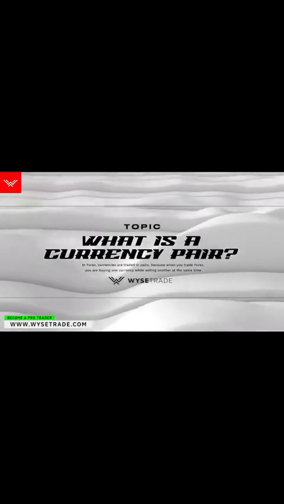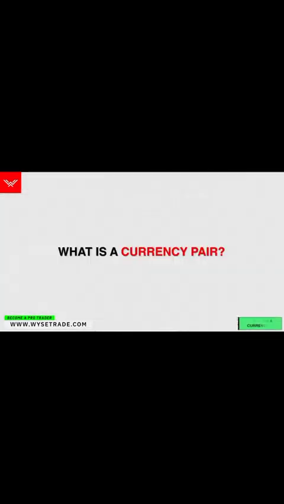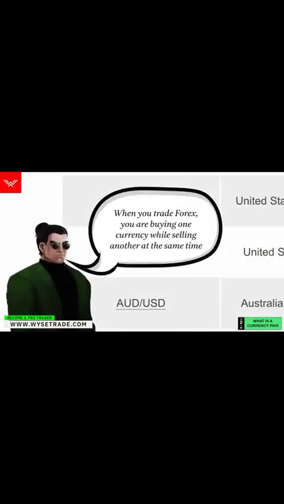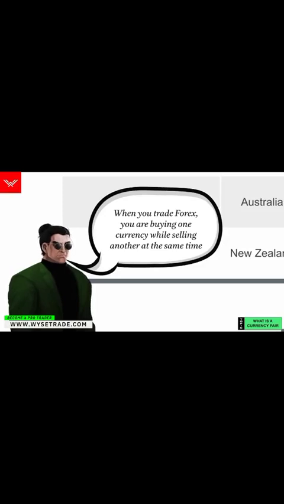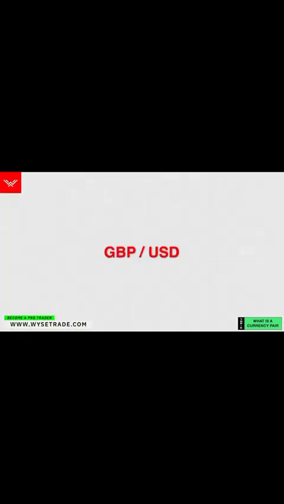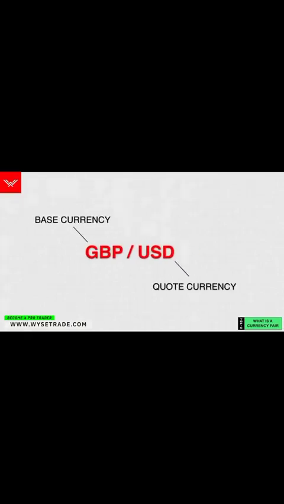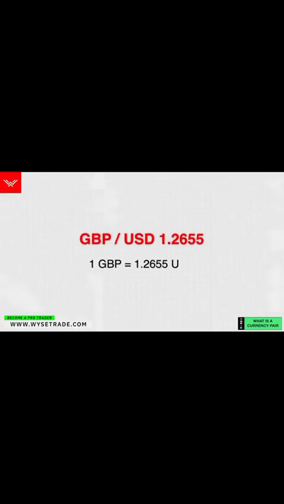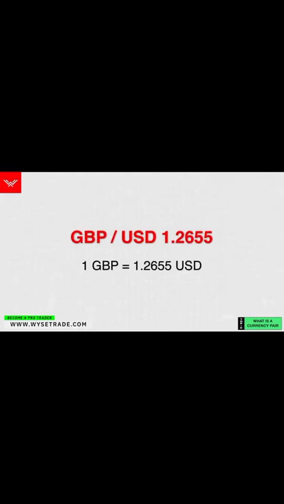What is a currency pair? In Forex, currencies are traded in pairs because when you trade Forex, you are buying one currency while selling another at the same time. Let's look at the pound-dollar currency pair, for example. The first currency in a pair is the base currency, and the second currency is the quote currency. Let's say you get a quote of pound-dollar as 1.2655. This means for every 1 pound, you get 1.2655 of US dollars. There is always an invisible one beside the base currency on the left.